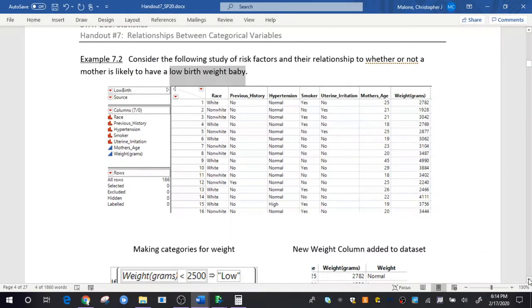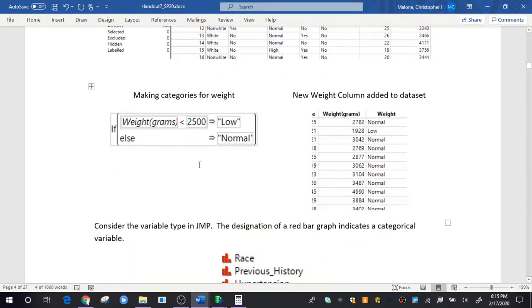Now, this is a study about low birth weight babies. In order to identify whether or not a baby is of low birth weight, we're going to use the threshold value of 2,500 grams. That 2,500 grams is widely accepted as an indicator of whether or not the baby is of low birth weight. So I need to create a new column called weight, which is going to be normal if it's 2,500 or above, and indicated as low if it's less than 2,500. Let's go into JMP and create this new column called weight. We're going to need a formula that uses a conditional statement to identify whether or not it's a low birth weight baby.